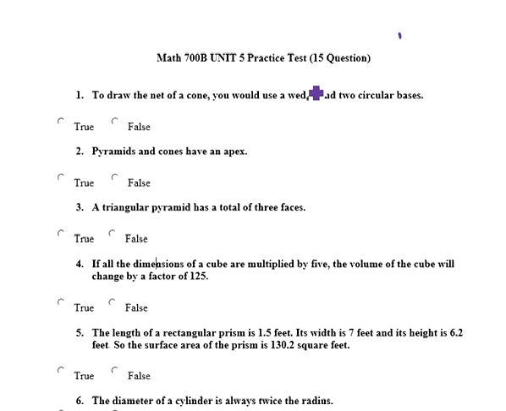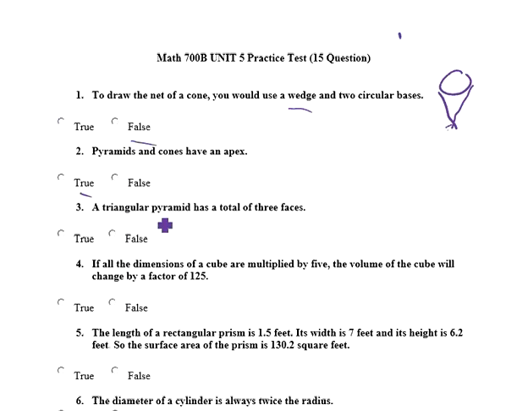Yep. And to draw the net of a cone, you would use a wedge, yeah, and two circular bases. No, a cone only has one circular base. There's my cone. So one circular base. So I will go false. Pyramids and cones have an apex. Yeah, there's an apex on the cone and a pyramid's an apex, so true to that.